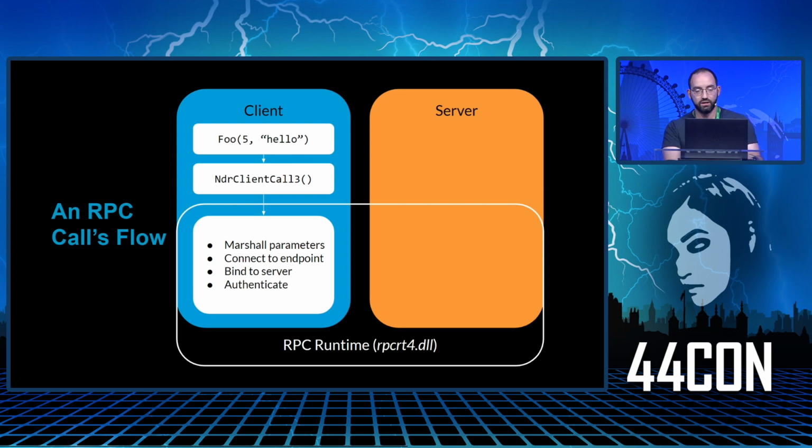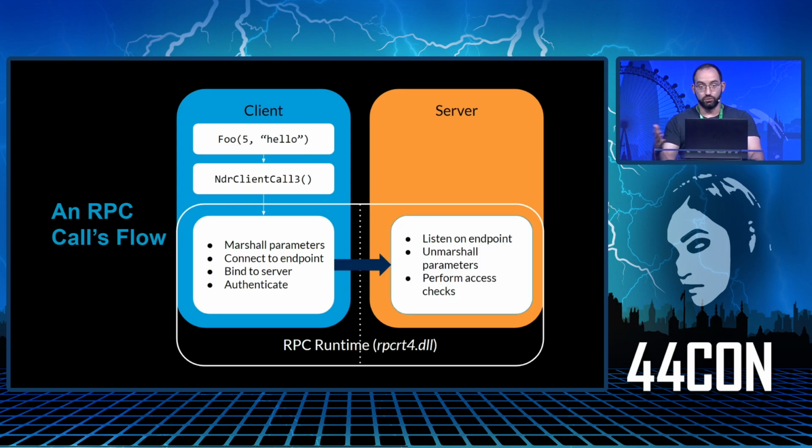On the client side, the RPC runtime is responsible for marshalling parameters, that is, taking the function arguments and making them network safe, connecting and resolving the remote endpoint, binding, authenticating if it needs to, and passing all the data. On the server side, the RPC runtime listens on all endpoints, accepts connections, establishes the session, gets the data, unmarshals parameters, performs any necessary access checks, and eventually passes control to the server function.